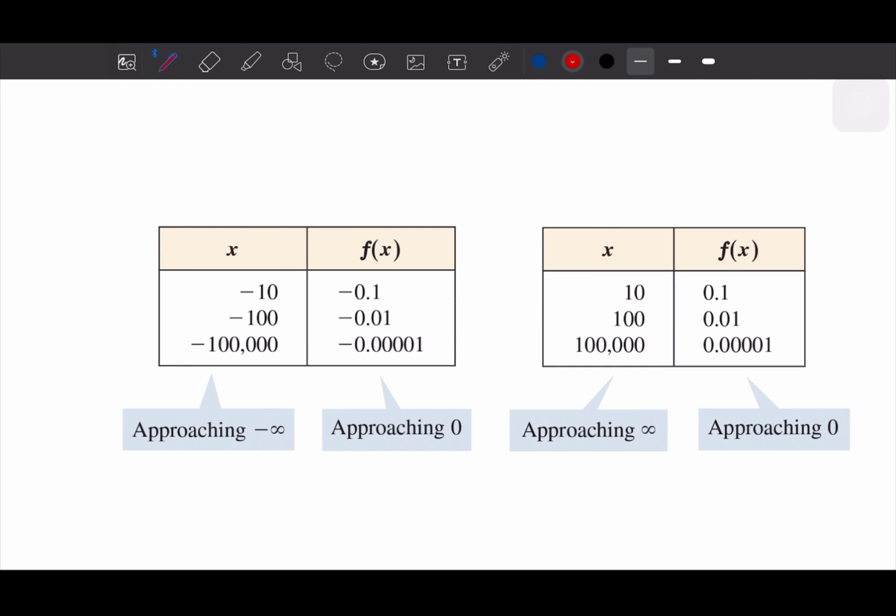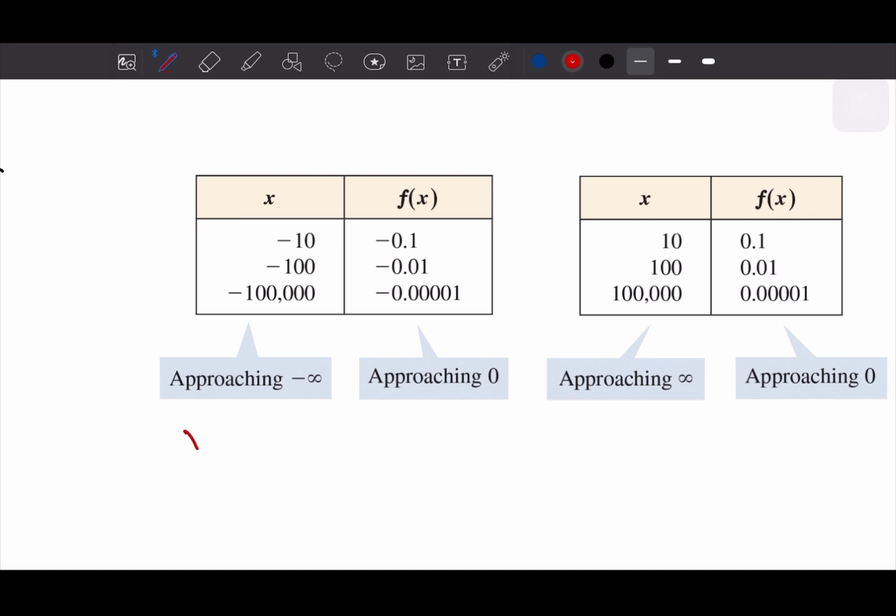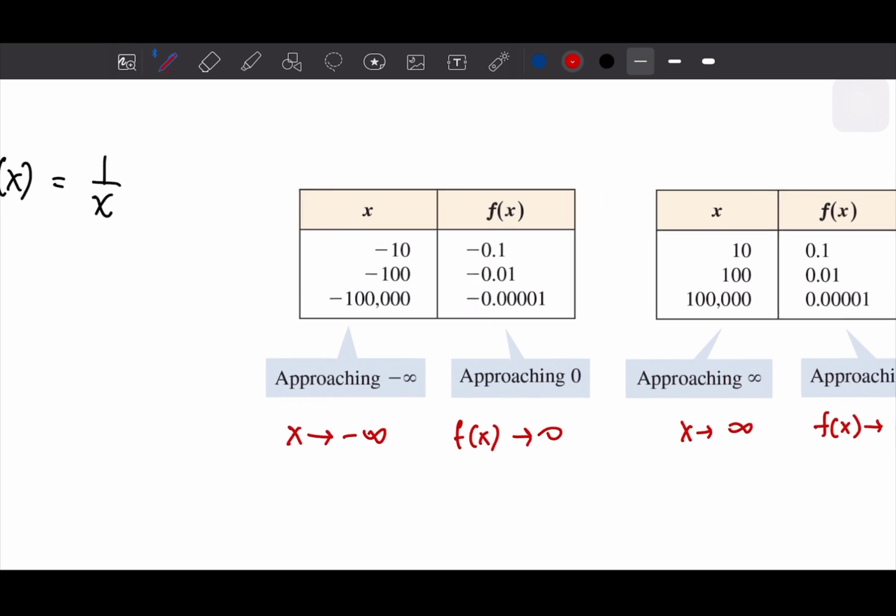The same thing happens when we put x equal 10 and increase the numbers, for example to 100,000 or maybe 1 million. The result will approach zero. So when x goes to negative infinity, f(x) goes to zero. When x goes to infinity, f(x) also goes to zero.